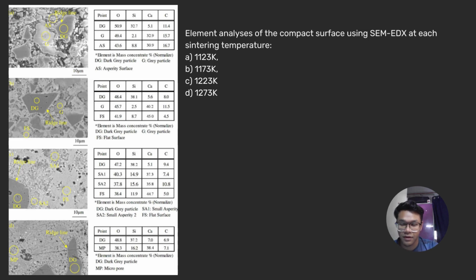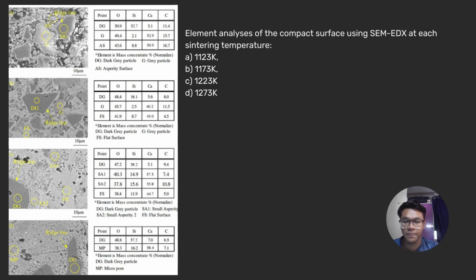For the lower temperature, 1123 Kelvin, the sample contains dark gray particles and an asperity surface. When we increase the temperature, the dark gray particle remains as before, the gray particle also remains as before, and the asperity surface is transformed to a flat surface.